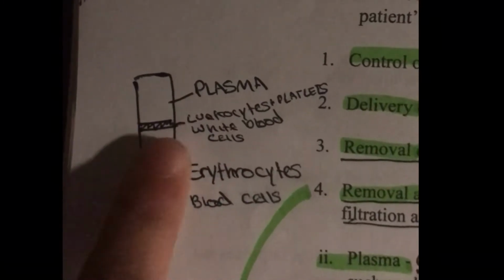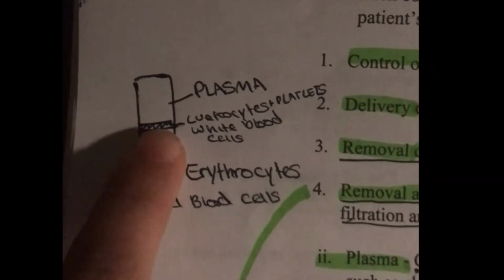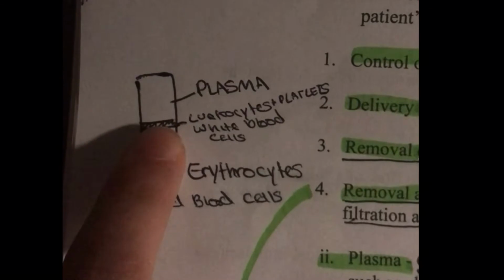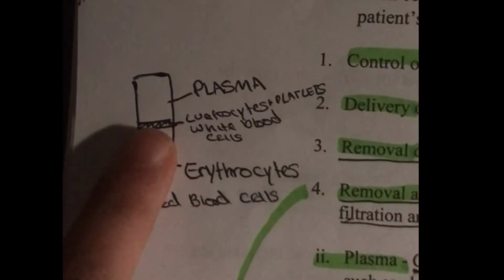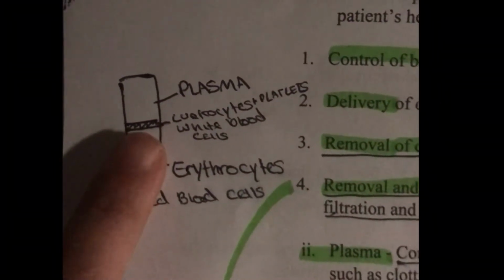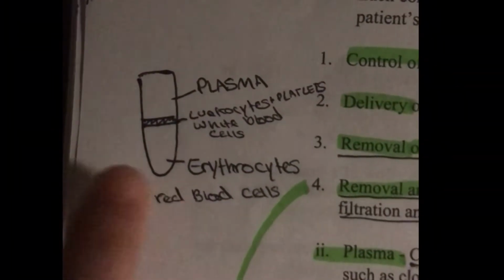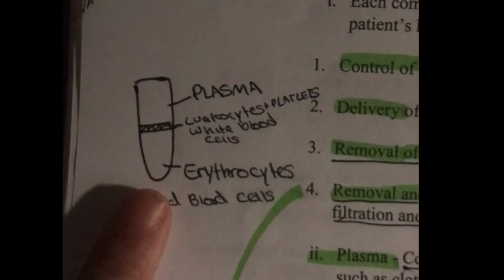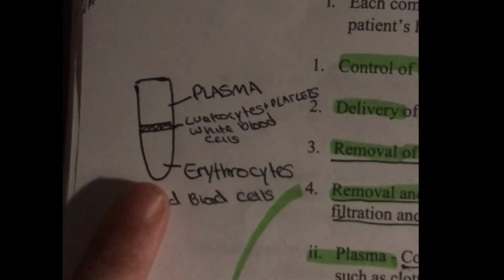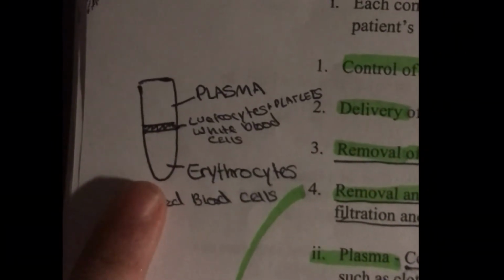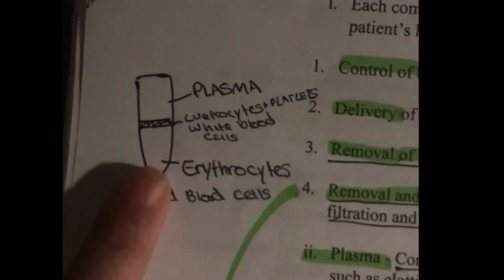The next thing that's separated is really, really small. These are the leukocytes, which are the white blood cells, and platelets. The white blood cells fight infection, and the platelets form clots. The red blood cells, also known as the erythrocytes, contain specialized molecules called hemoglobin that bind to oxygen and are responsible for oxygen delivery to the cells.